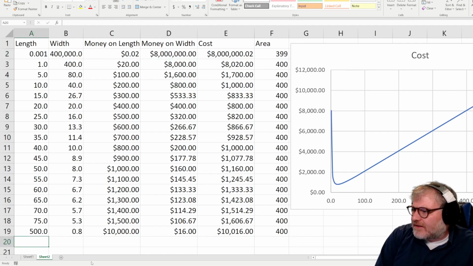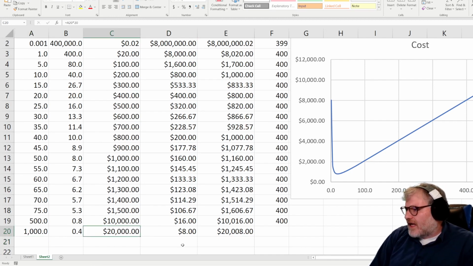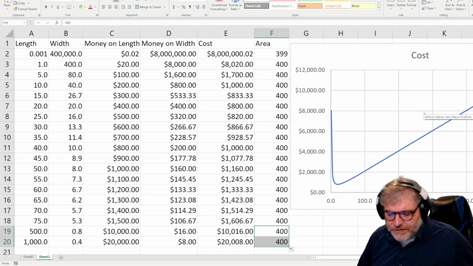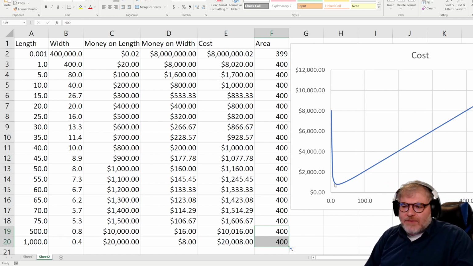I could do 1,000 as the length, and I'll still wind up with a $20,008 wall, with an area fixed at 400. So either way, I don't have hard endpoints. That's the point. So I need some other way to show that this is a minimum.